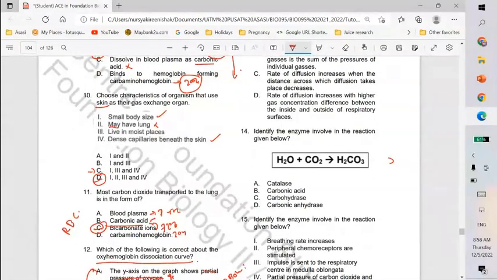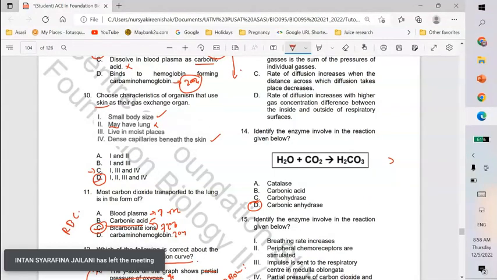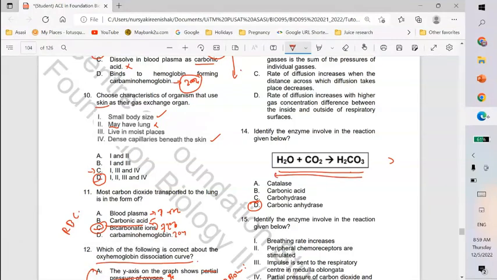Identify the enzyme involved in the reaction given below. My answer is carbonic anhydrase. Okay, carbonic anhydrase, it catalyzes the reaction. But can it also catalyze the reverse reaction? Yes. Okay, if we look at this chemical equation, water plus carbon dioxide forming carbonic acid that splits into bicarbonate ion and also hydrogen ion.